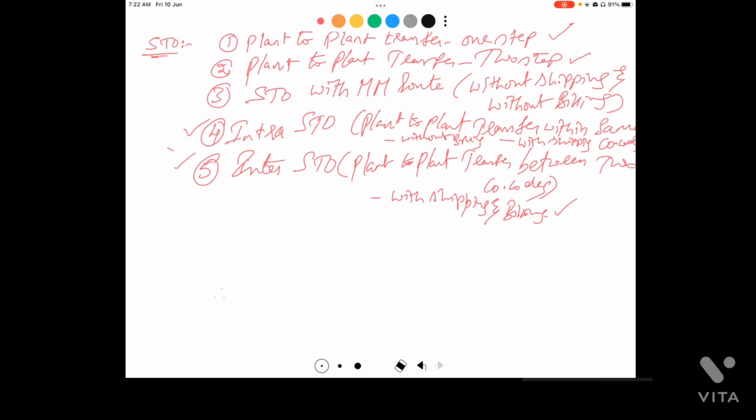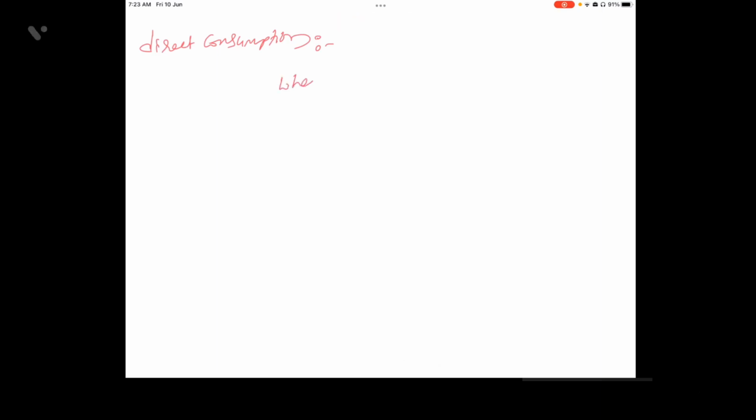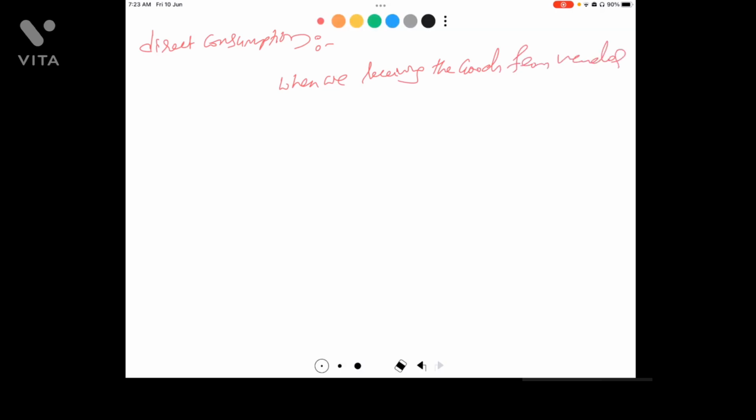Okay. Let's go to the next topic. Do you know what is the meaning of direct consumption? When we receive the goods from the vendor, it will directly go to consumption purpose. So it will not be stored in our location. It goes directly to consumption.